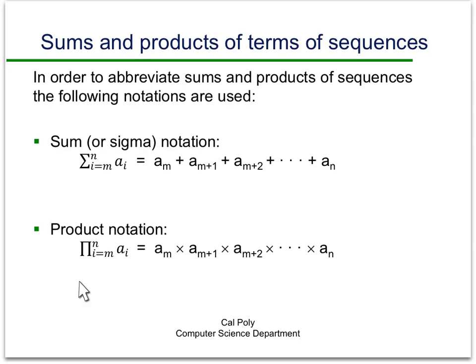Very similar notation, but now we use pi, which is a capital pi in Greek, which you can think of as p for product. This is read, the product as i goes from m to n of a sub i, and that's just going to be a sub m times a sub m plus 1, etc., times a sub n.